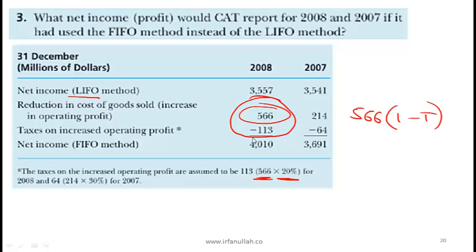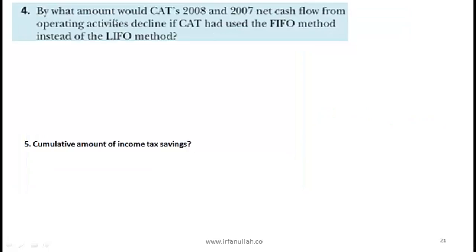Now, why do people use LIFO? For the tax. The next question is, how much is the tax benefit? So in 2008, what was the cash flow benefit of using LIFO? 113. This is a very straightforward question. By what amount would CAT's 2008 net cash flow from operating activity decline if for some strange reason they suddenly switched to FIFO?